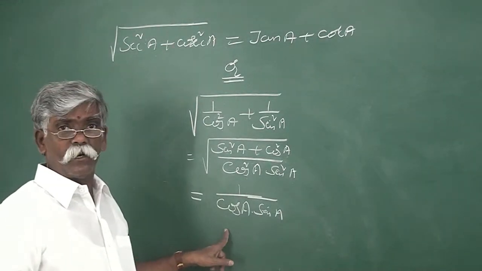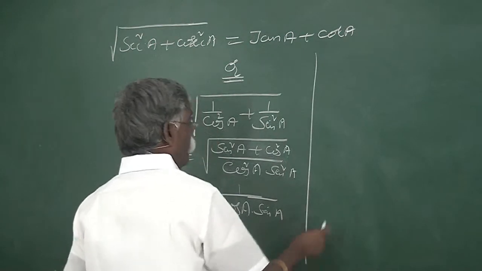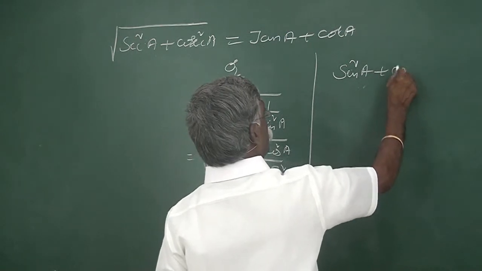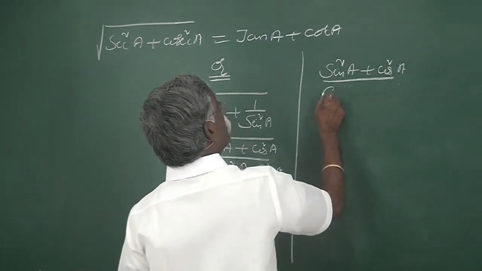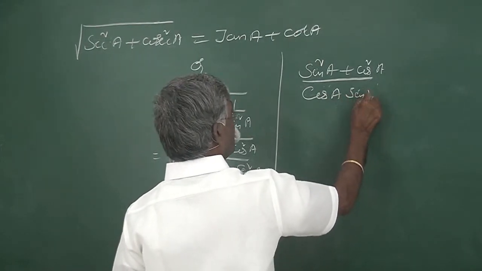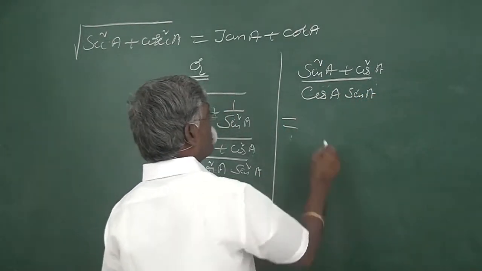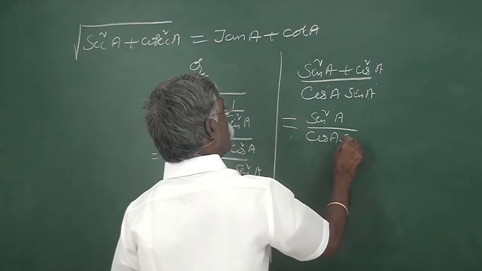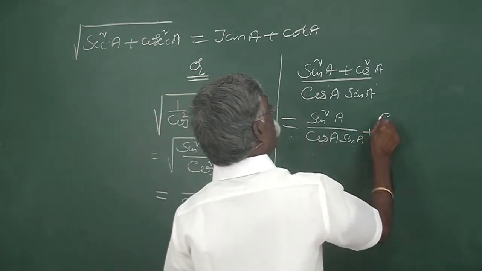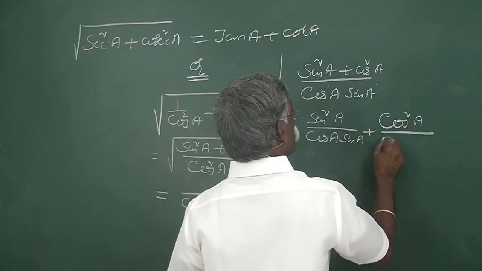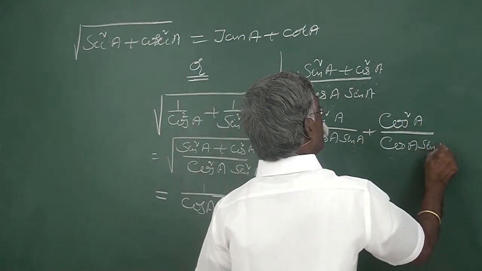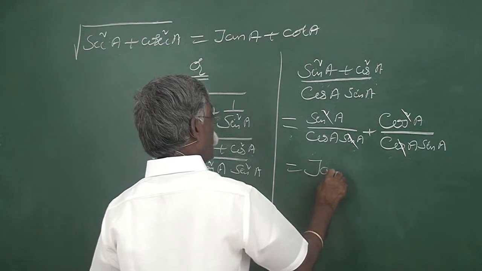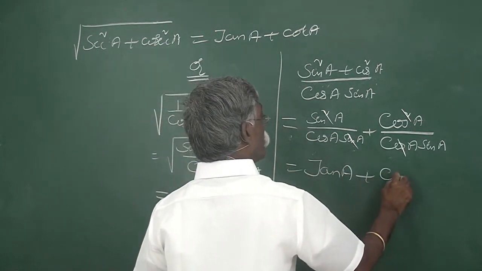And now this is to be converted in terms of tan. For that, we will write the numerator as sin square A plus cos square A by cos A and sin A. Now, if you split this into two terms, sin square A by cos A sin A plus cos square A by cos A sin A, square and cos cancel, square and sin cancel. The first is tan A plus cot A.